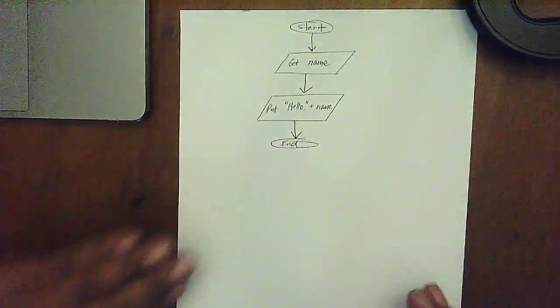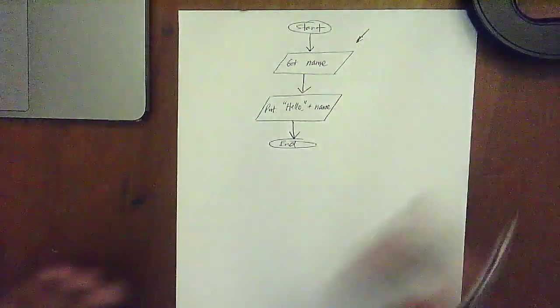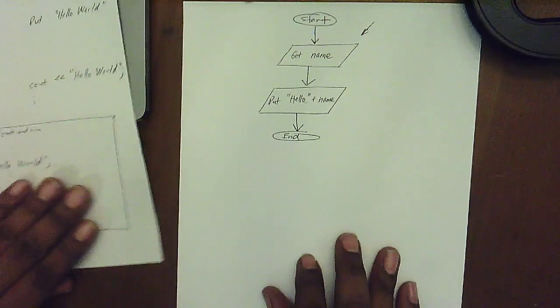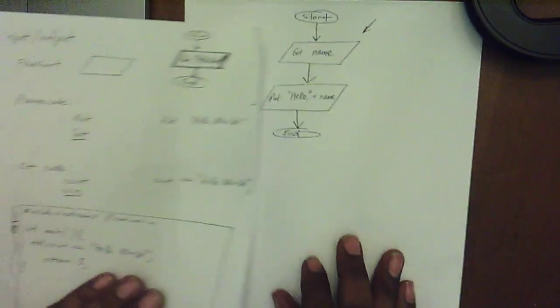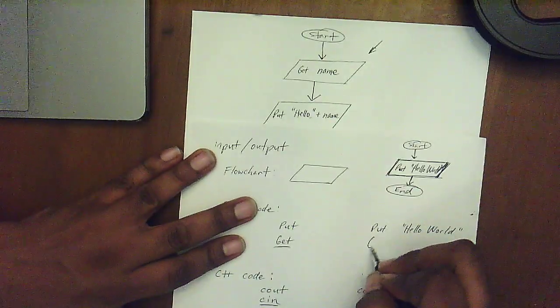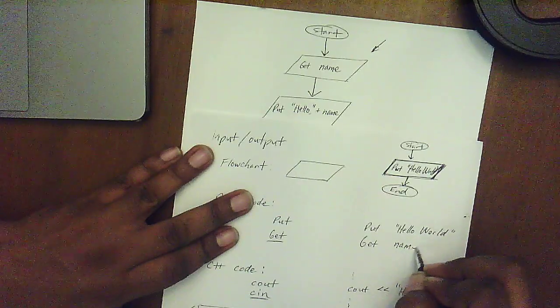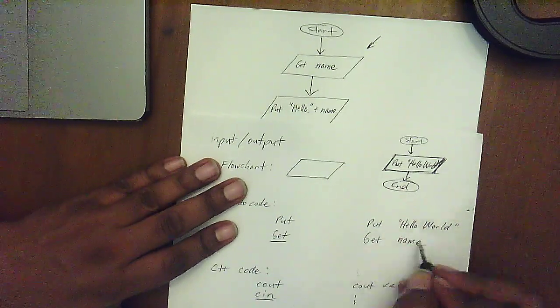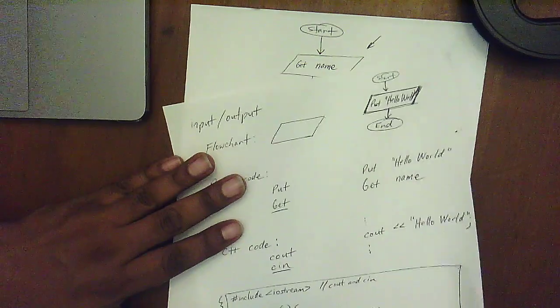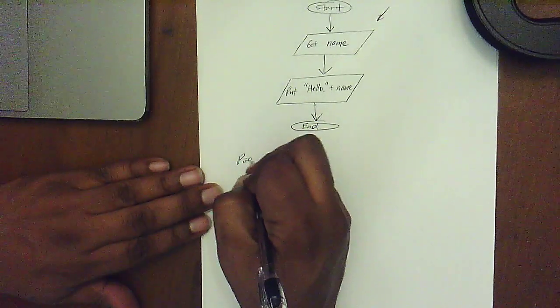In order to do this operation right here, we also have to say how we do that in our pseudocode. We're going to write that just like we did inside our box, get name. That's how we would write that in our language. So we're going to write that in pseudocode here.